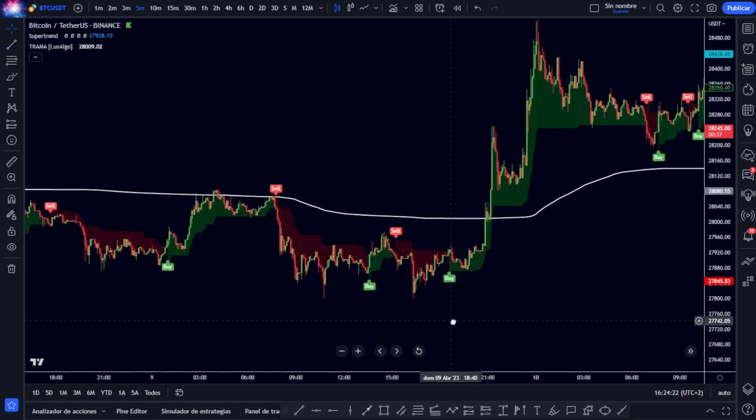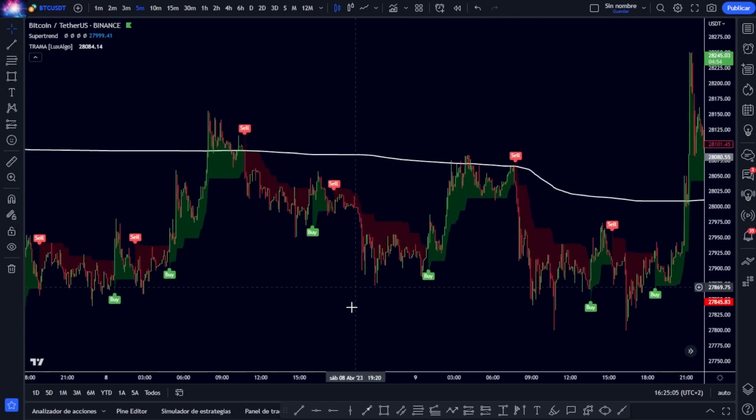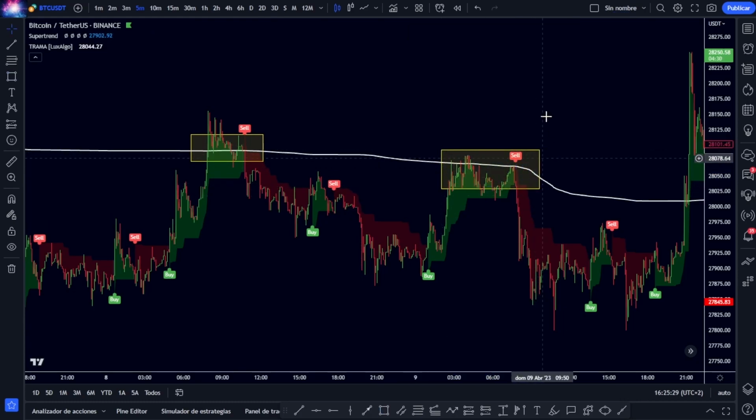The first rule that we have to keep in mind is that we are only going to enter, both long and short, in areas that are in contact or bouncing directly with that average of the TRMA. That is to say, in this image we see this area where the price is directly contacting that average, and it is also from here.